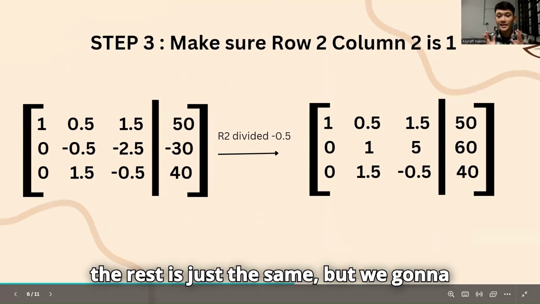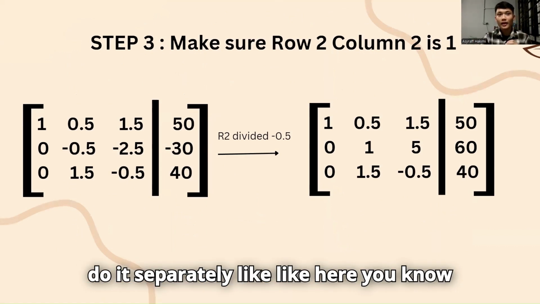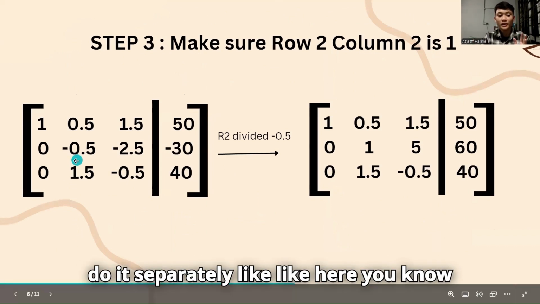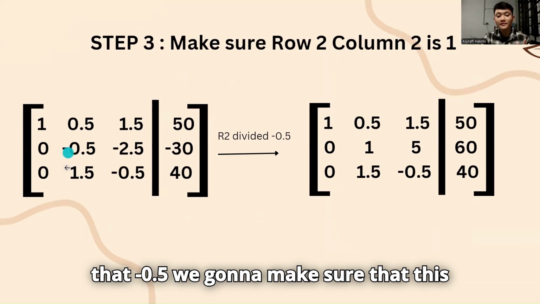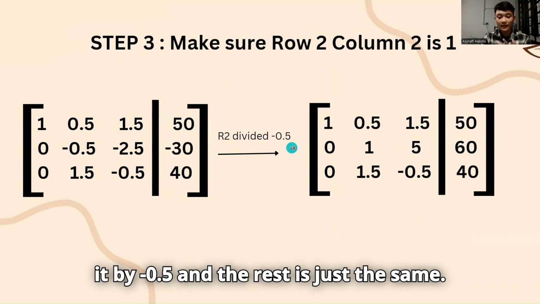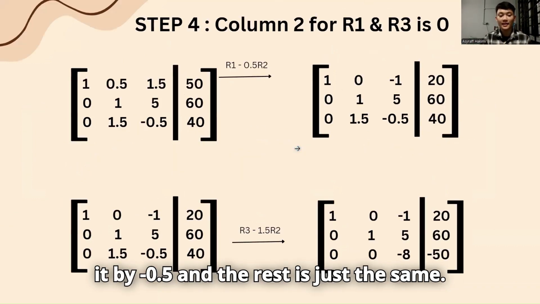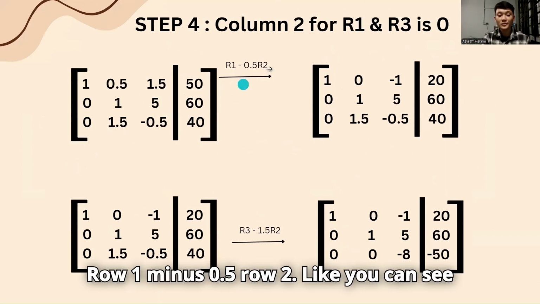Okay, so the rest is just the same, but we're going to do it separately. Like here, you know that negative 0.5, we're going to make sure that this value will become 1. So we're going to divide it by negative 0.5, and the rest is just the same. Row 1 minus 0.5 row 2.